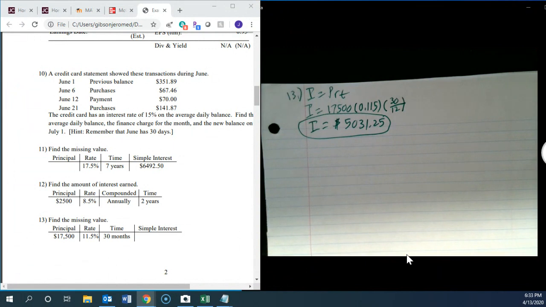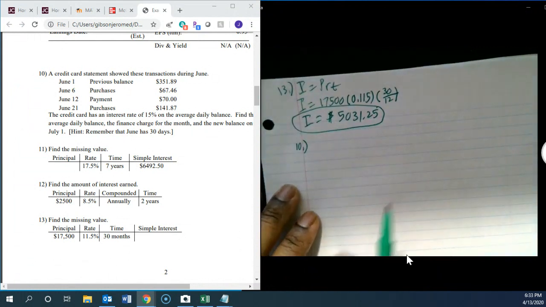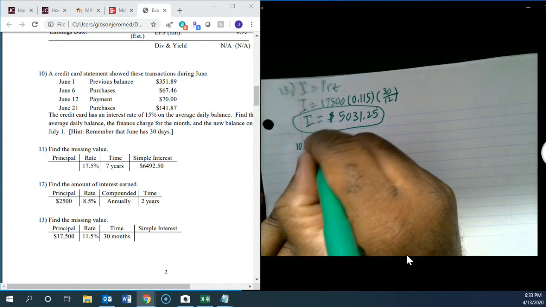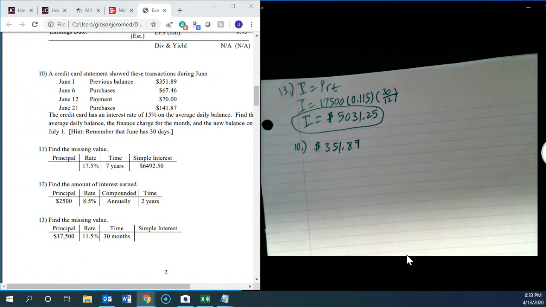Now, going back up here to number 10. I wanted to have enough space for number 10. So watch this. The first value we have here is $351.89. But let me read this. It says a credit card statement showed these transactions during June. So we see these transactions here. It says the credit card has an interest rate of 15% on the average daily balance. Find the average daily balance, the finance charge for the month, and the new balance on July 1st. And then it said, hint, remember that June has 30 days.